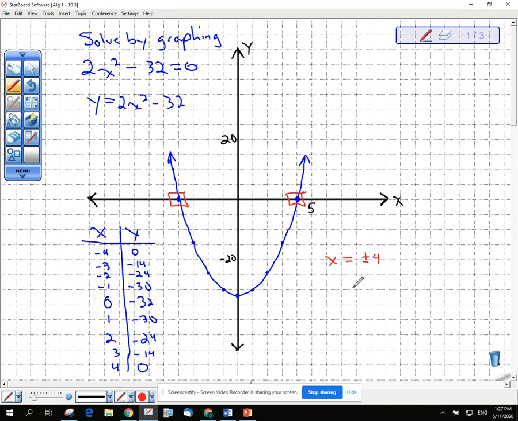What did we just do there? We just found the solutions to this equation by graphing the left side, y equals 2x squared minus 32, and actually finding out where it's equal to 0. Where is it equal to 0? Well, on the graph it's at the x-intercept. That's when the y value isn't any of these numbers, it's 0. So plus or minus 4. All right, a couple more things.